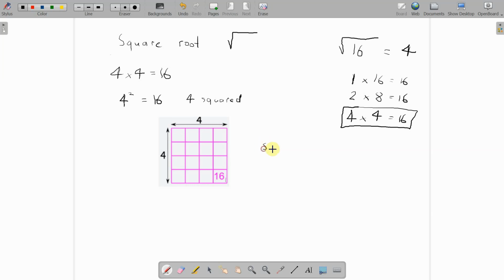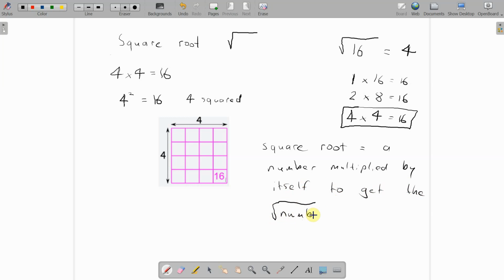So a square root is a number multiplied by itself to get the number inside the square root sign. So the square root of 16 is 4, because 4 times 4 is 16. So that's what the meaning of square root is and the process. So we're looking for a number that when you multiply by itself equals this number.